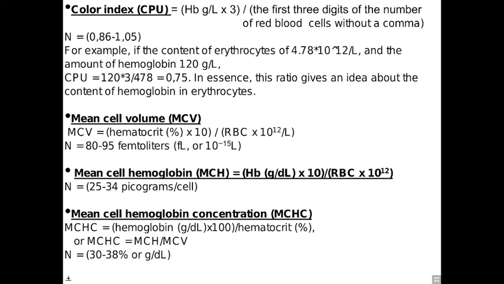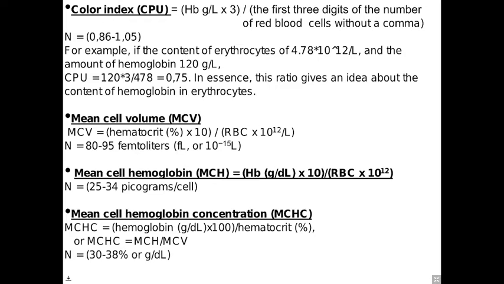Another findings, other values that are used for the anemia diagnosis, are CPU or color index, not source specific, and usually nowadays not so frequently used in practice, because instead of the color index, we have much more sensitive values like MCH, mean cellular hemoglobin, and MCHC, mean cell hemoglobin concentration. But nevertheless, some laboratories can also, I would say, work with the color index.